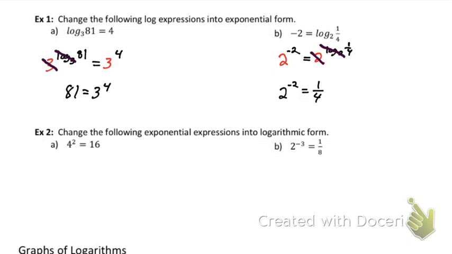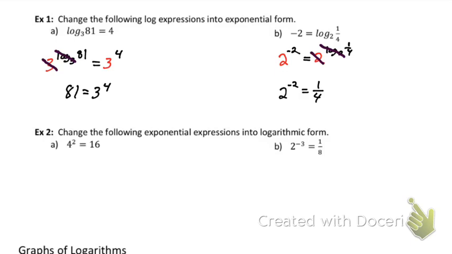2 to the negative 2 is 1/4. Once again, you can see that here. Log base 2 of 1/4 is really saying 2 to whatever's on this side equals 1/4. That is what a logarithmic function is saying. All right, so most of the time when you're looking at logarithms, it's easier to think about what it would look like as an exponential function.